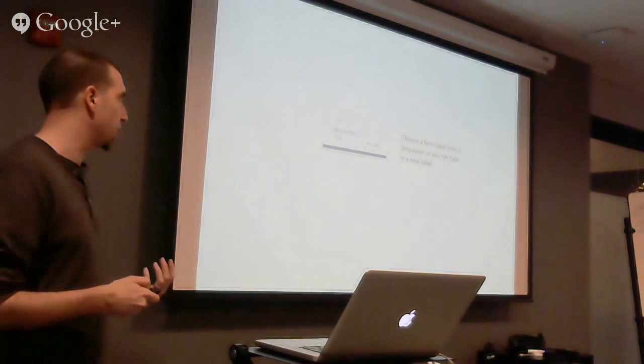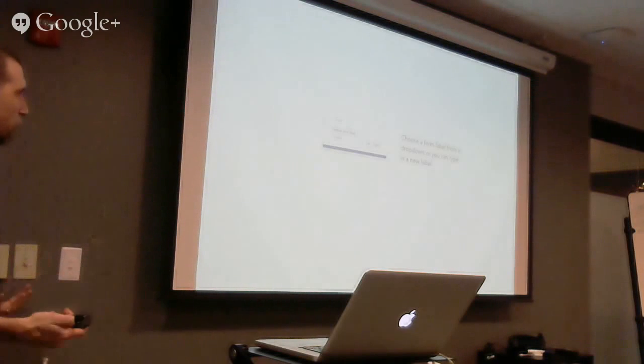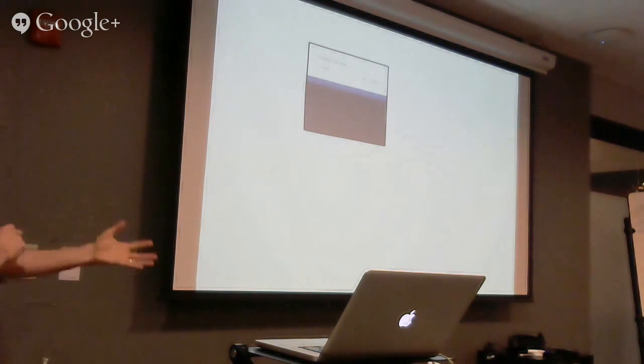If I was going to put that in a wireframe, I might label it something like this: choose a form label from the dropdown, or you can type in a new label. So that's my wireframe. But that doesn't show the interaction or tell the story of how that would actually work. If I was going to do that, it would probably look more like this.